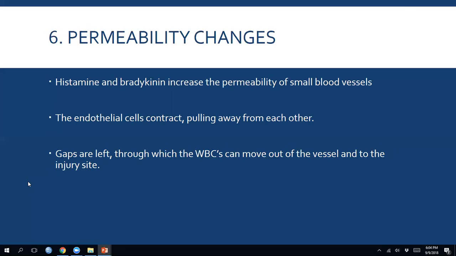So now we talked a couple steps earlier how we have histamine and bradykinin that come to the area, and they are able to be that first line of defense. They are able to increase the permeability of small blood vessels. And so they make it easier to get into these small blood vessels that have been endangered. Within this, we know there are additional gaps that happen because the endothelial cells contract and pull away from each other, and are able to allow the white blood cells to go out of the vessel and go directly to the injury site, which is where we want them to be.